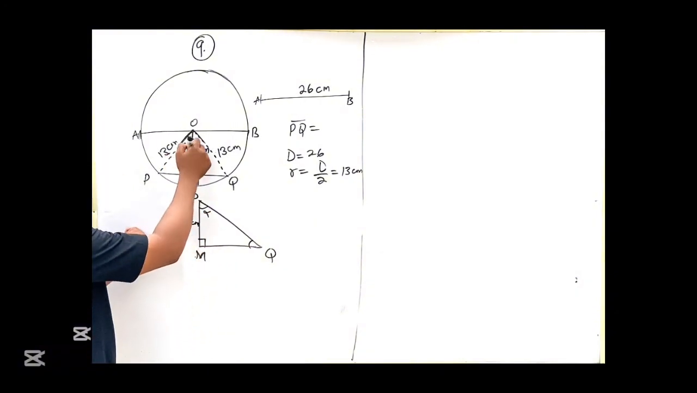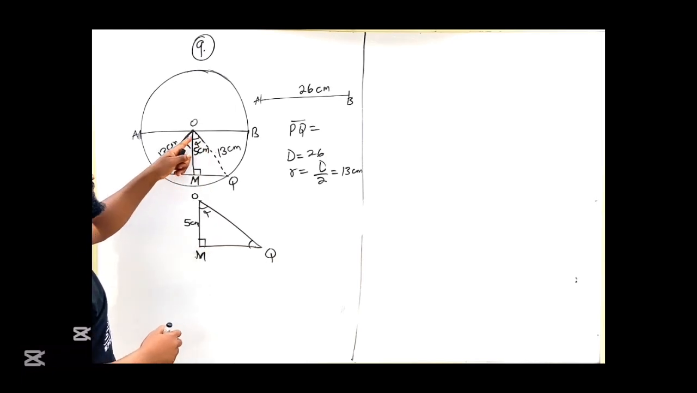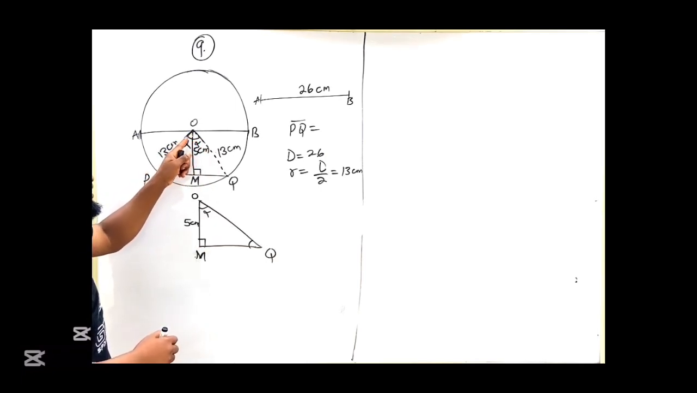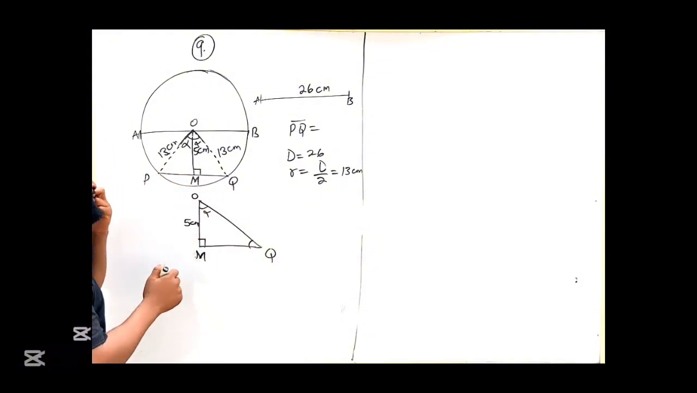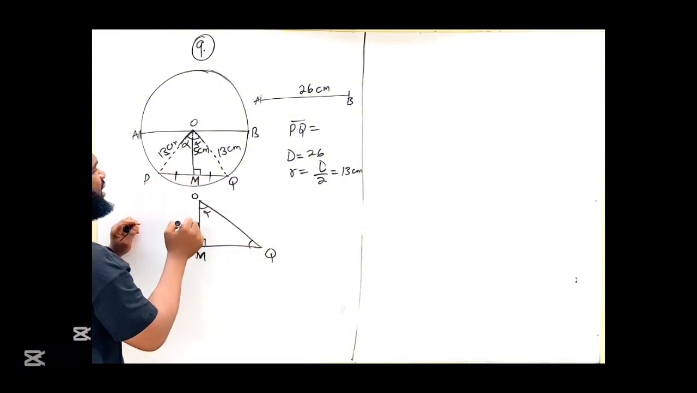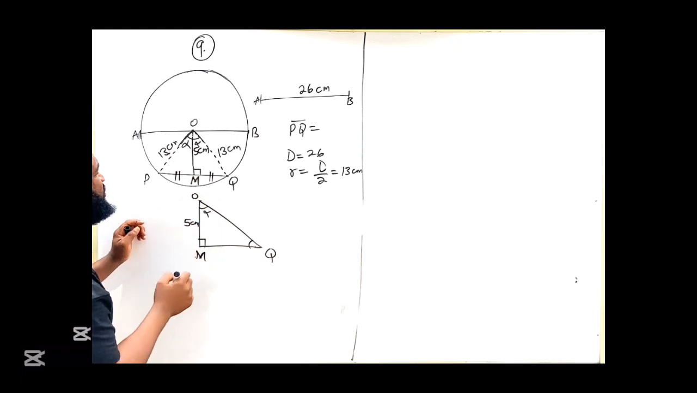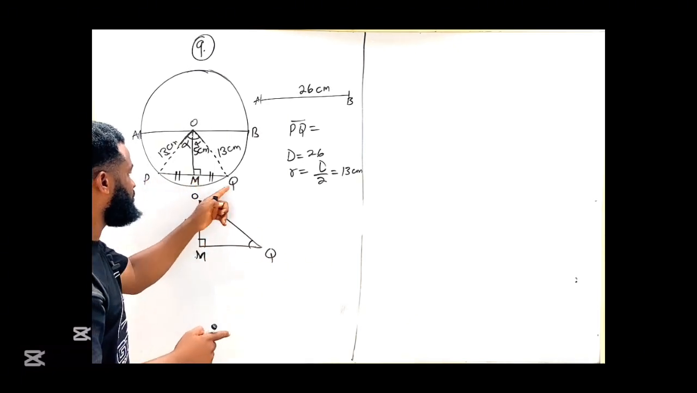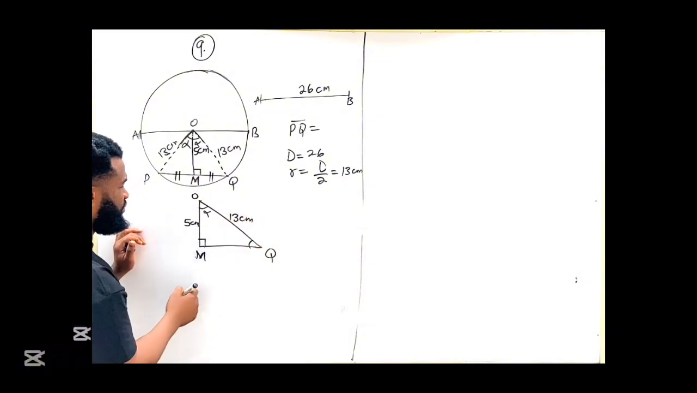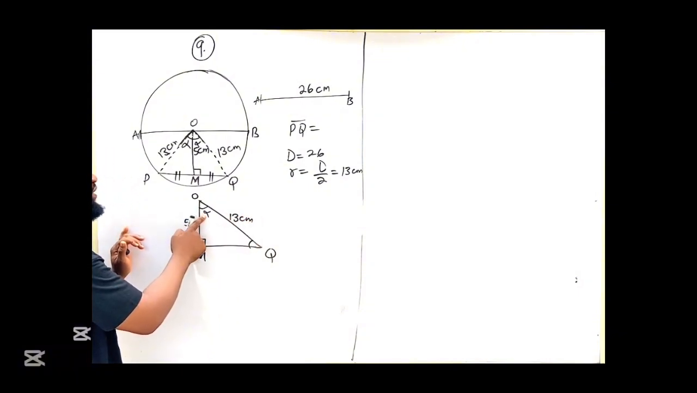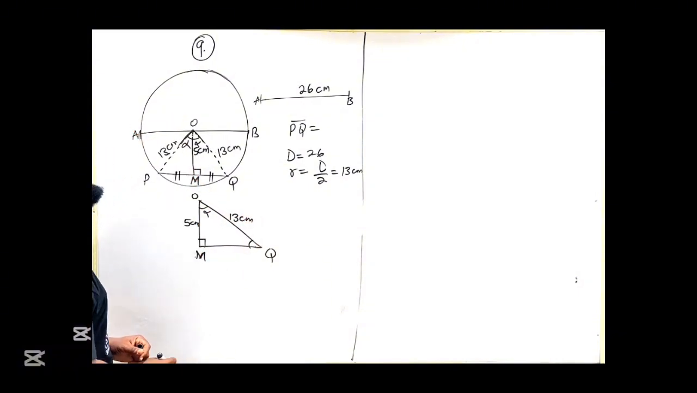Remember, this line from the center must have divided the angle into 2 equal parts, and divided PQ also into 2 equal parts. So I'm going to say that this and this are the same. Let me use these 2 lines to show that PM is the same as MQ. So this is 13 cm. I can find this alpha, and once I find alpha, I can multiply it by 2 to find POQ.